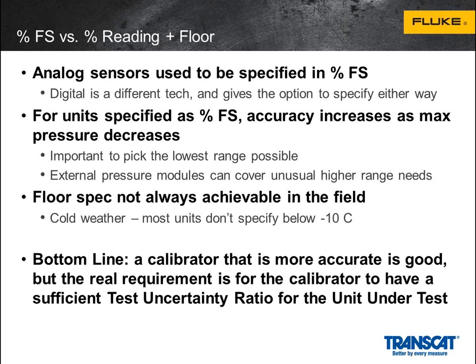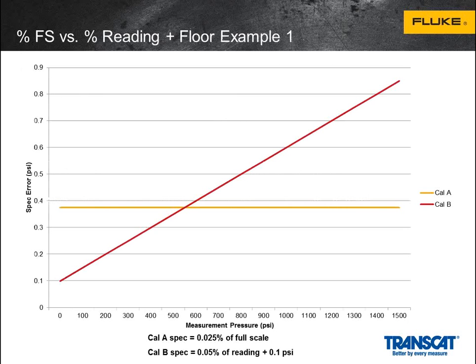So let's compare two calibrators that use these different specification methods in order to determine which one is more accurate at various points. So here you see a graph of two calibrators, A and B. Calibrator A is specified as a percent of full scale. Calibrator A is the yellow line. And then you have calibrator B. Calibrator B is specified as a percent of reading plus a floor spec. It's the red line. On the y-axis, you'll see the spec error. So the higher the number, the worse it is. So the line that is lower is better. And this is done over a range of units from 0 psi all the way up to 1500 psi.